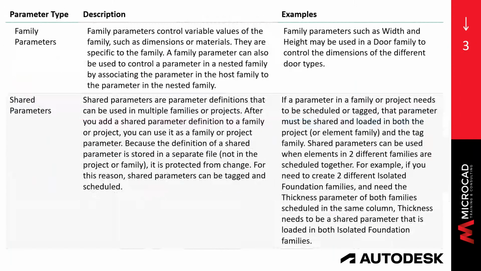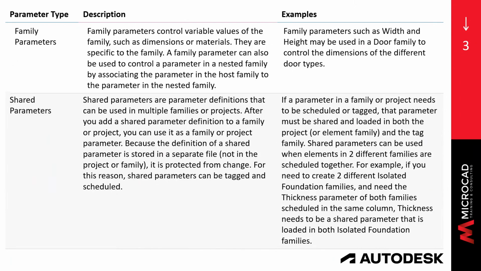The next type of parameter is the family parameters. Family parameters control values within a family. They can also be used to control parameters in a nested family. You can associate a parameter that comes into a nested family to a parameter existing in the host family. Width and height from a door family is a typical family parameter.